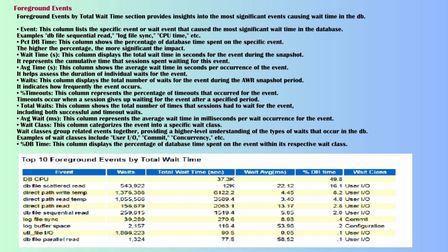Wait class. This column categorizes the event into a specific wait class. Wait classes group related events together, providing a higher-level understanding of the types of waits that occur in the database. Examples of wait classes include user I/O, commit, concurrency, etc. Percent DB time. This column displays the percentage of database time spent on the event within its respective wait class.